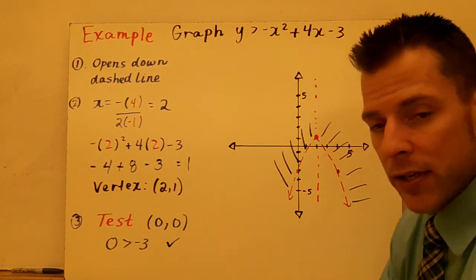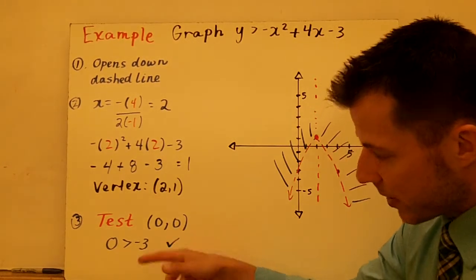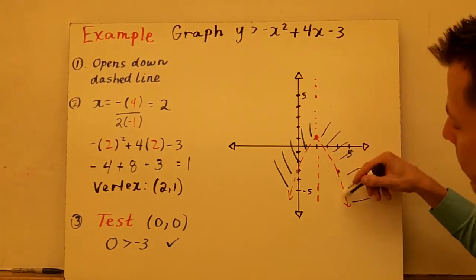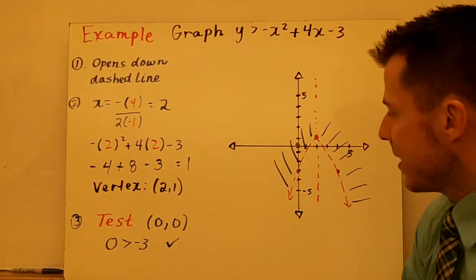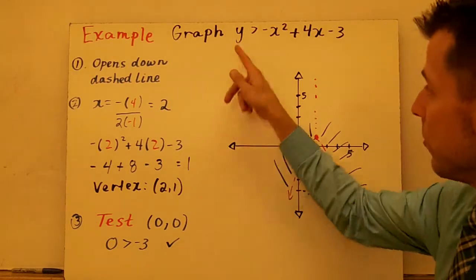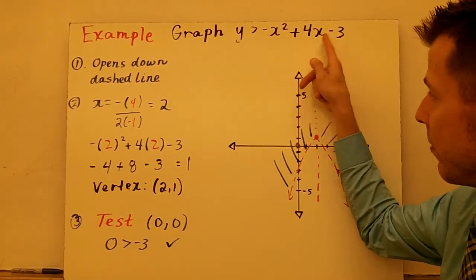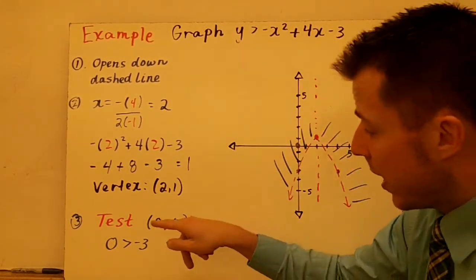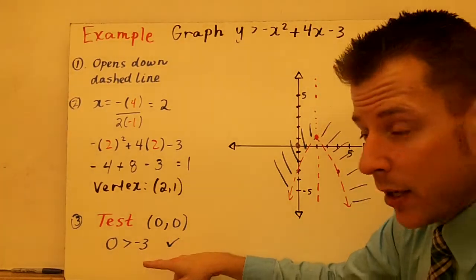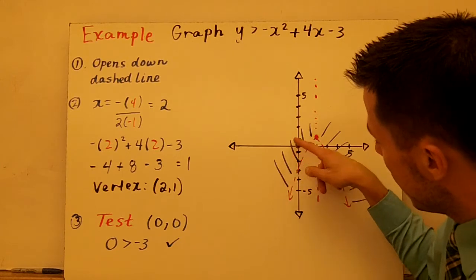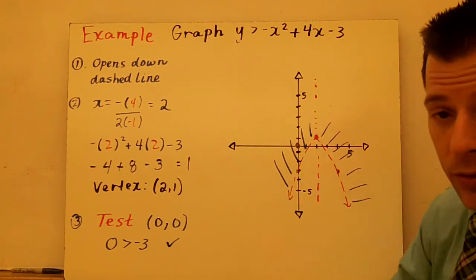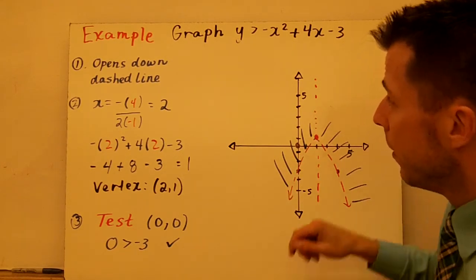The really important thing here is let's test this. Again, look, I picked 0, 0 because that's not on my parabola. 0, 0 is right here. So I test that point, and I got something that's true. 0 is greater than negative 3 when I plug 0 in for both x and y. That is a true statement. So I had a point on the outside, and I got a true statement, so I shade along the outside of the parabola. Okay?